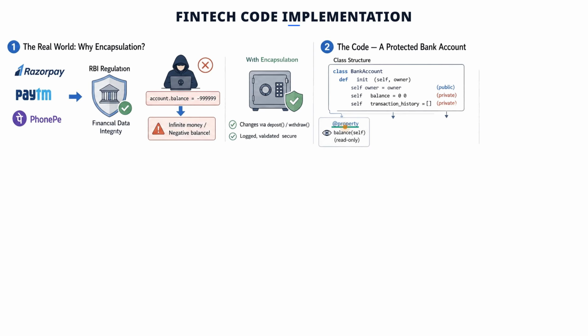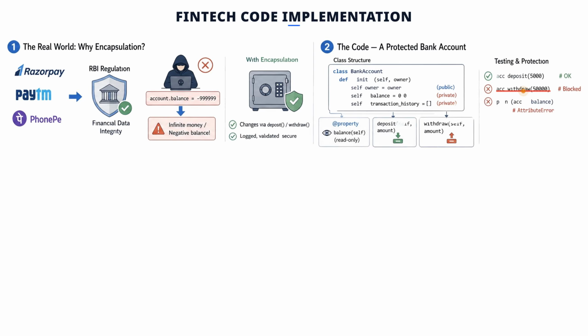Next, we have our gatekeepers, the deposit and withdraw methods. In the deposit method, we check if the amount is greater than 0 before touching the private balance. The withdraw method does the same, checking if the amount is positive and if there are sufficient funds. In the testing section, we see that depositing 5,000 works because it follows the rules. But withdrawing 50,000 is blocked by our logic because the balance is insufficient. Most importantly, if you try to print the private balance directly, Python raises an attribute error. The data is effectively hidden and protected.